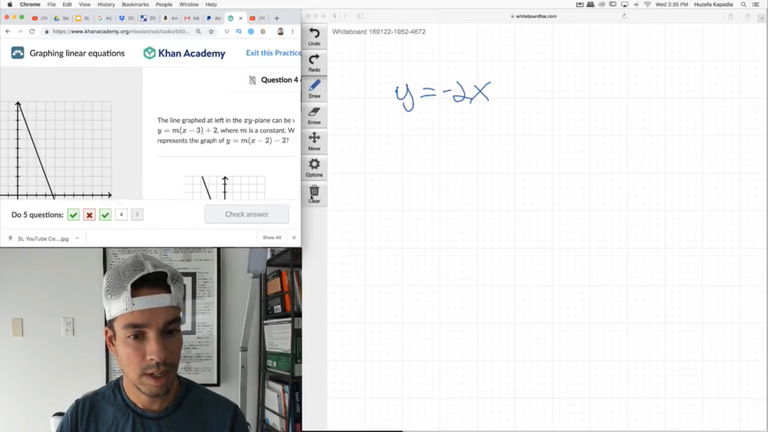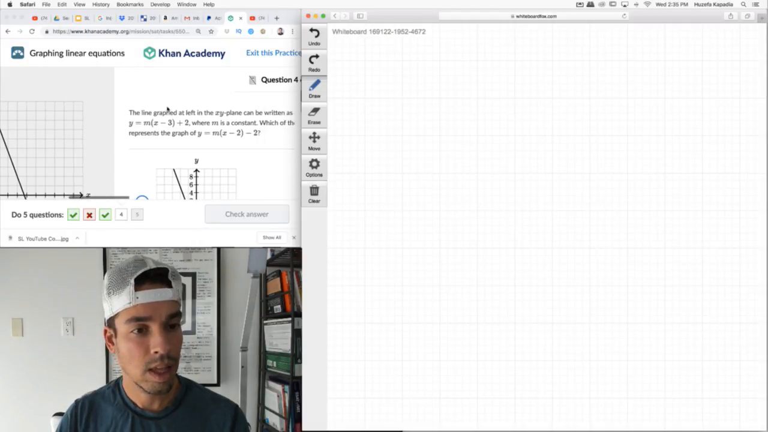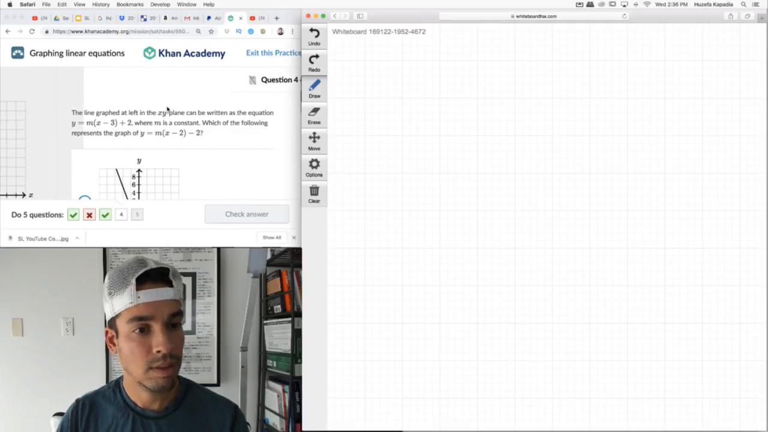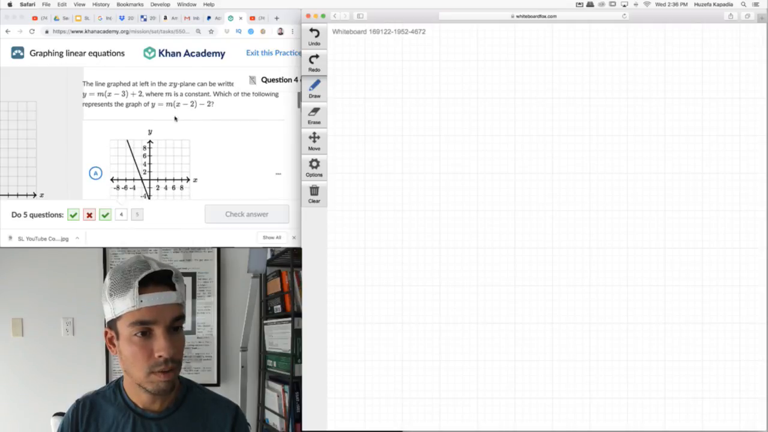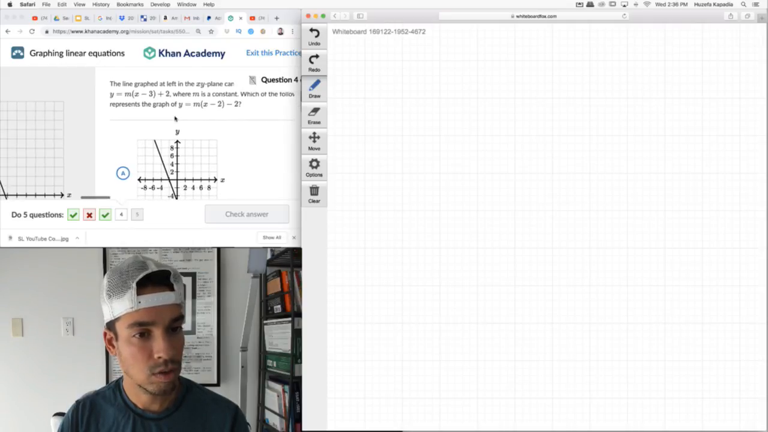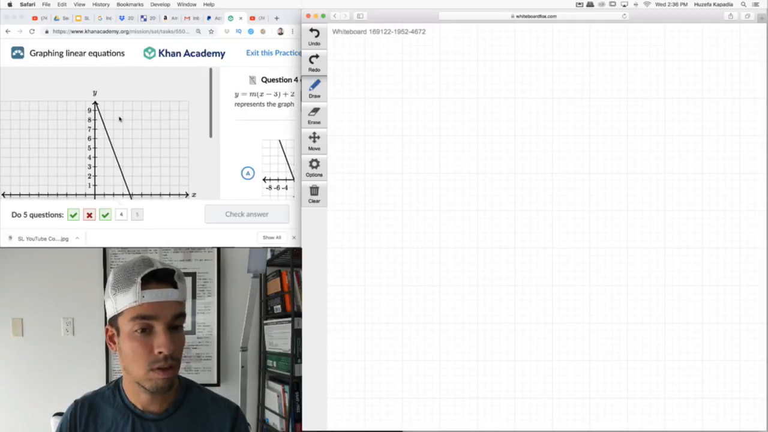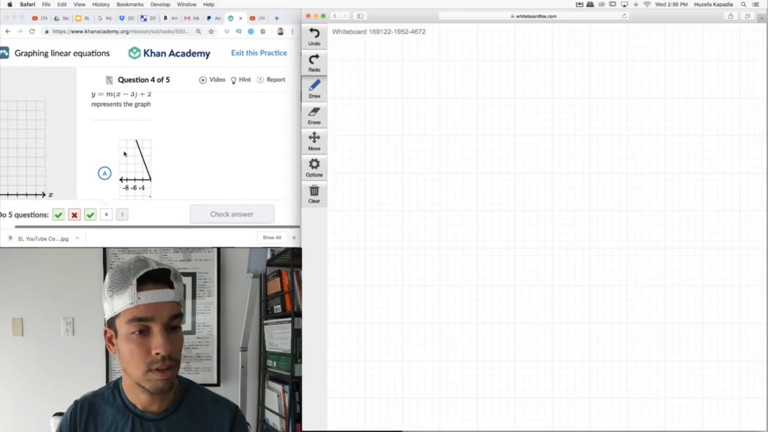All right, cool. Next. Okay, the line graph at the left in the xy plane can be written as this equation. Which of the following represents the graph of y equals mx minus 2 minus 2? Okay, so check this out. It's going to have the same slope, right? Clearly saying that. So let's make sure all of these have the same slope.